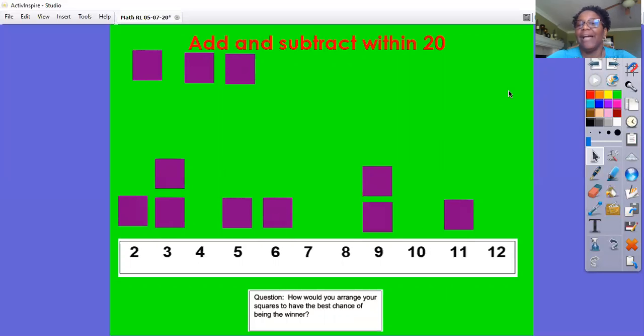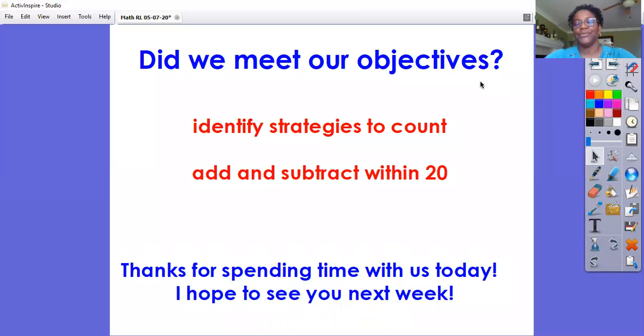All right, well, have fun playing that game, adding and subtracting numbers within 20. Did we meet our objectives? Identify strategies to count, add and subtract within 20? We sure did.